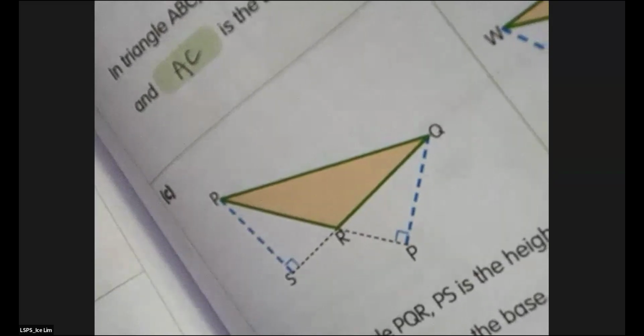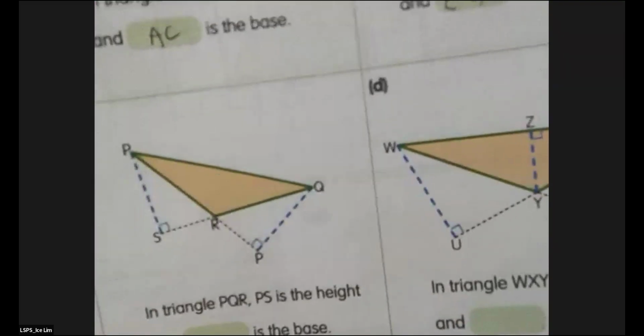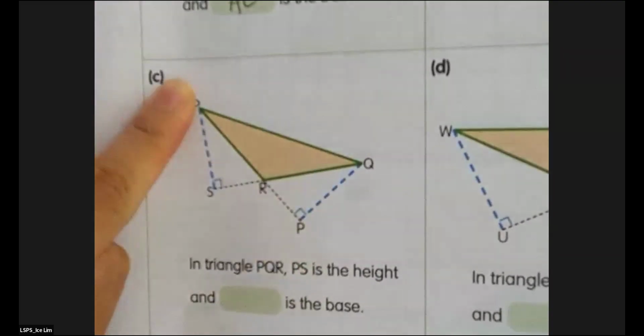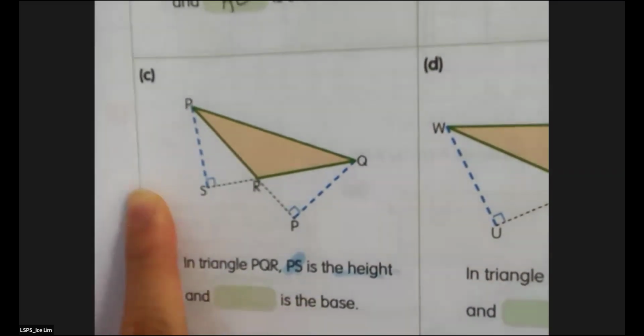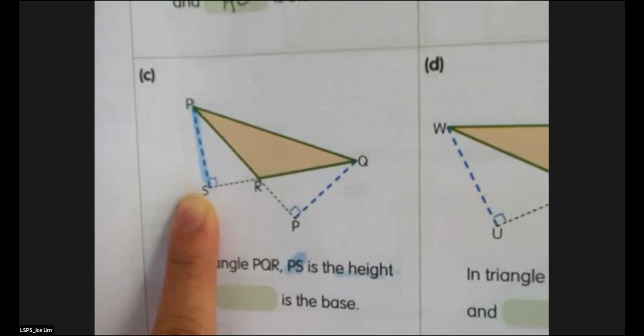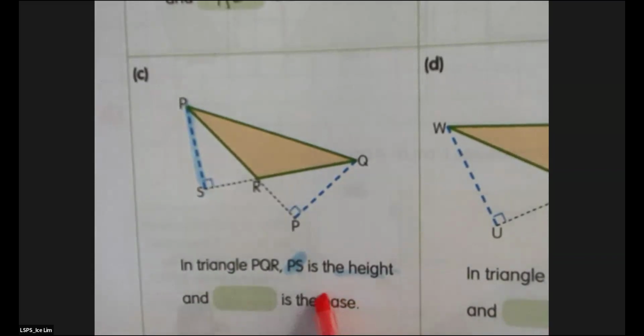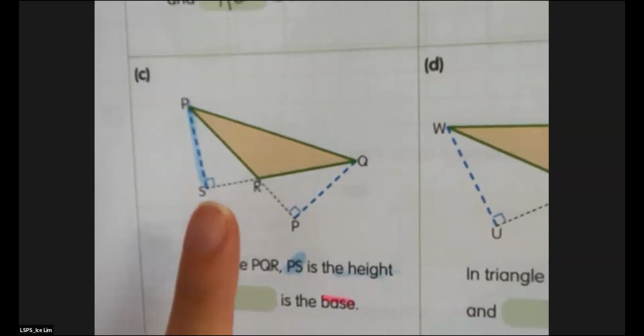Okay, and this one. Ryan already came and said, this one has two triangles, very confusing. Then read the question again one more time. In triangle PQR, PS is the height. So I look for PS. PS is here. Remember, base is always the bottom. It must be on the triangle.